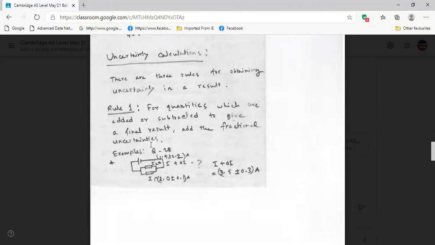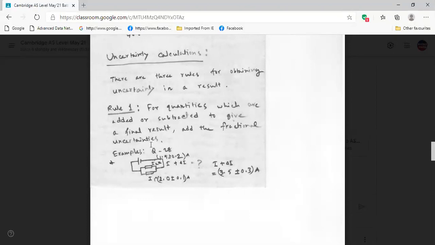Now, can you read this uncertainty calculations? There are three rules for observing uncertainty in a result. Rule number one: for quantities which are added or subtracted to give a final result, add fractional uncertainties. Example.